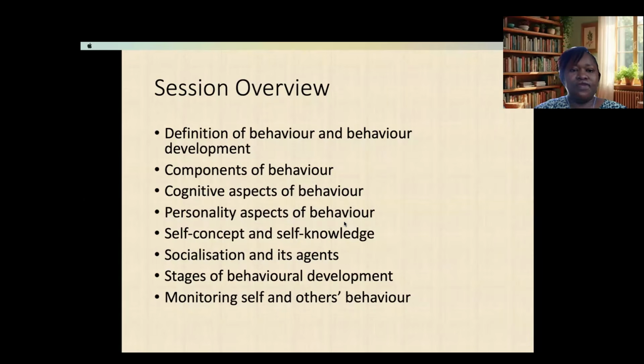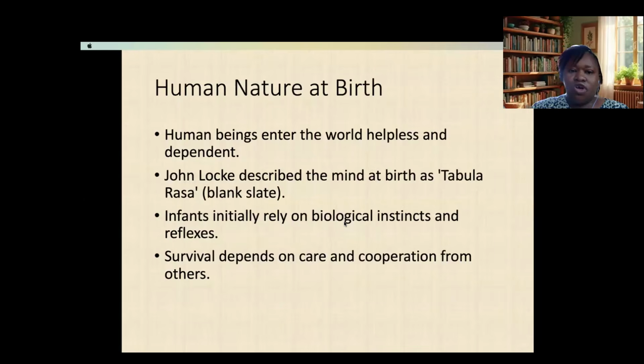Human nature at birth. When we talk about human nature at birth, we look at the theory of John Locke, which describes the mind at birth as tabula rasa, that is a blank slate. When you give birth to a child, the child is practically empty. That is, the child does not have anything in it. So whatever we call behavior is what me and you put into the child.